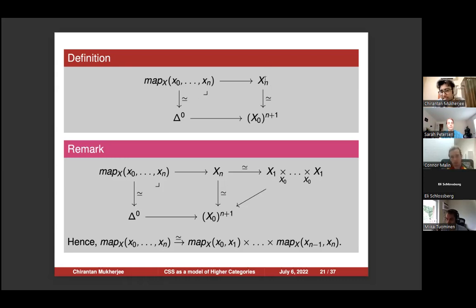Now, since X is a Segal space, I can write Xn as a Kan equivalent to the product of n copies of X1, which are joined along X0. Since this is a Kan equivalence, we have a commutative diagram of this form, using which we can write the mapping space of X0 to Xn as Kan equivalent to the mapping space of X0, X1 times dot dot dot times the mapping space of Xn minus 1, Xn.